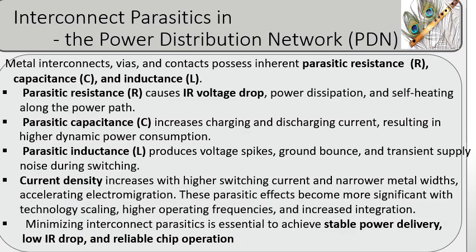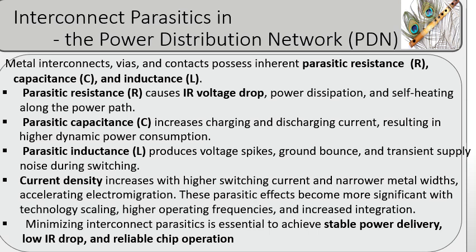Every metal interconnect, via, and contact in the power distribution network possesses inherent parasitic resistance, capacitance, and inductance. Parasitic resistance causes IR voltage drop, power loss, and self-heating as current flows through the power grid. Parasitic capacitance increases the charging and discharging current, resulting in higher dynamic power consumption during switching. Parasitic inductance generates voltage spikes and transient supply noise, particularly during high-speed switching events.